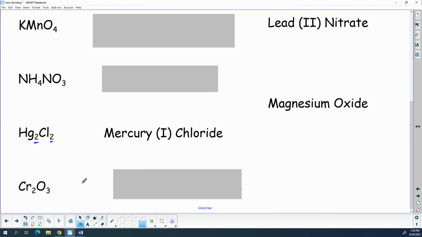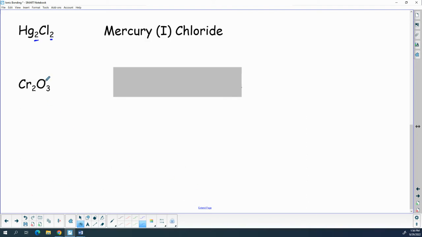Chromium's in our D block, so we need to figure out our charge here. 3 oxygens, each with a -2 charge, will give me a total charge on this side of -6, just like we saw above. And the chromium has to equally distribute that to get a +6. So each of those chromiums must be a +3 charge. 2 times 3 gives me my 6. So this must be chromium 3 oxide.